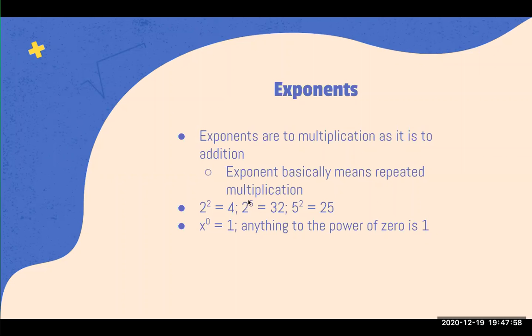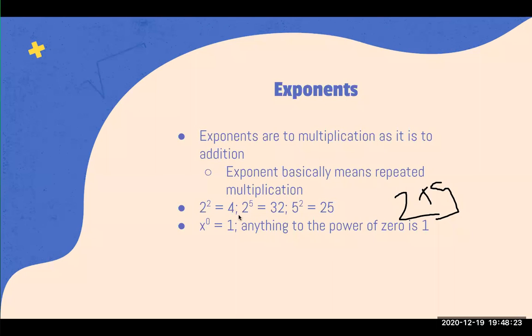So now let's go on to 2 to the power of 5. This is actually 32 and not 10. It's not 10 because we're not doing 2 times 5, or else we would have just written 2 times 5 if we wanted to do 10.